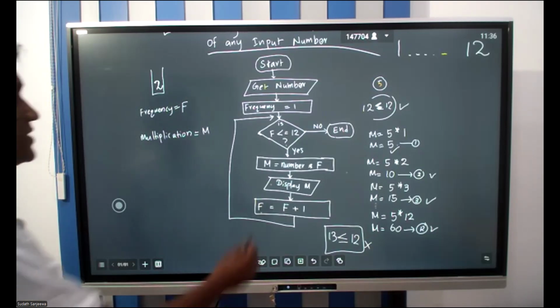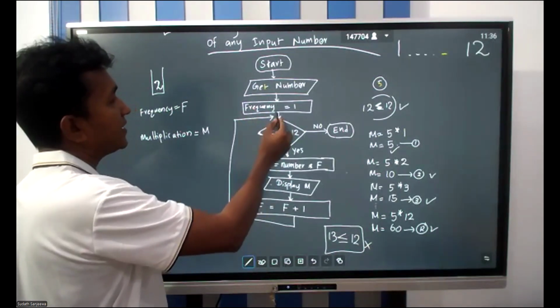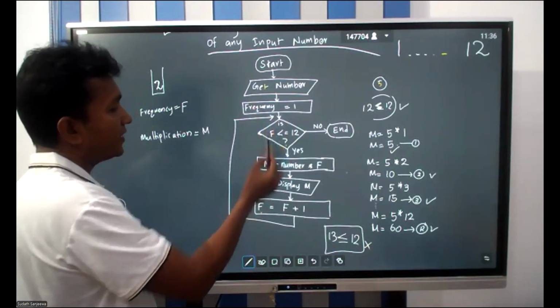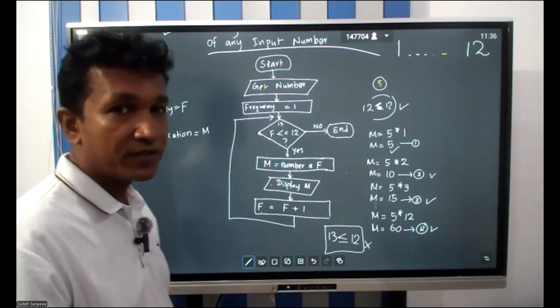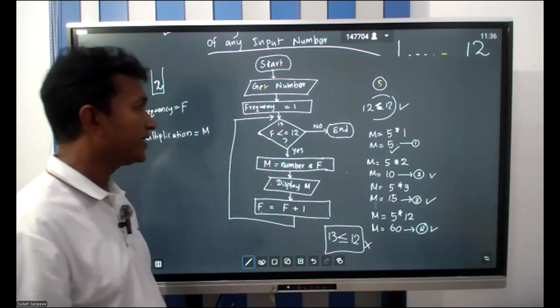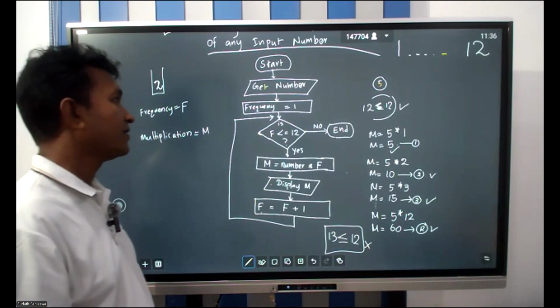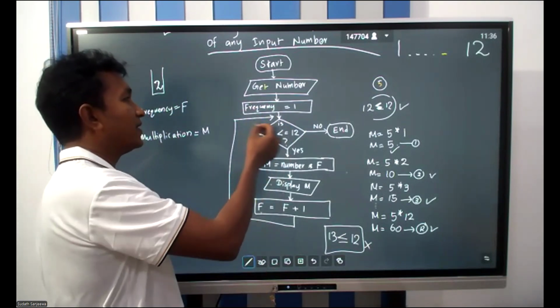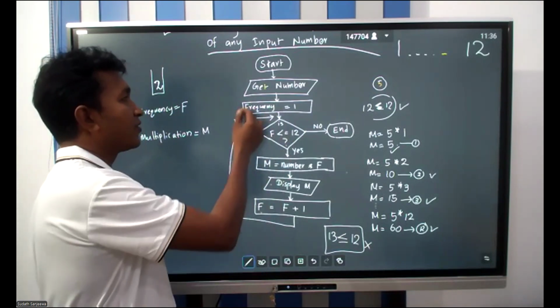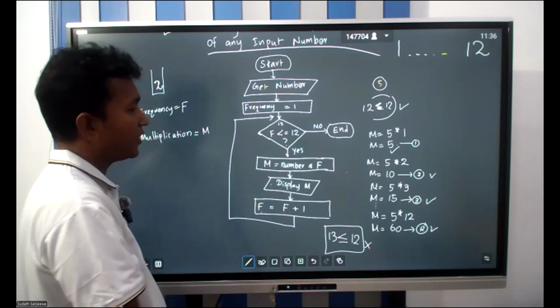In your book, this is named as a number of times. It doesn't matter. You can use your own word, right? That is the name of the variable. You can put number of times or frequency.